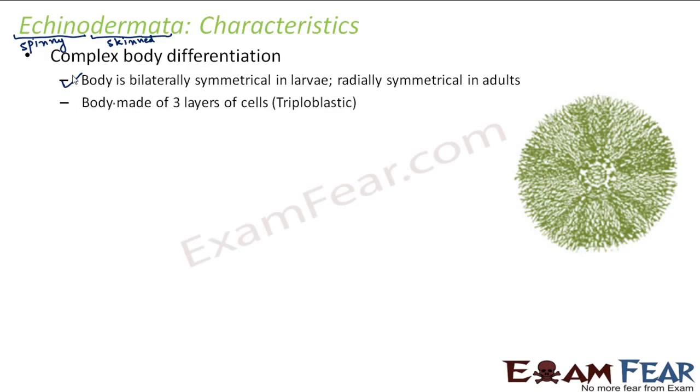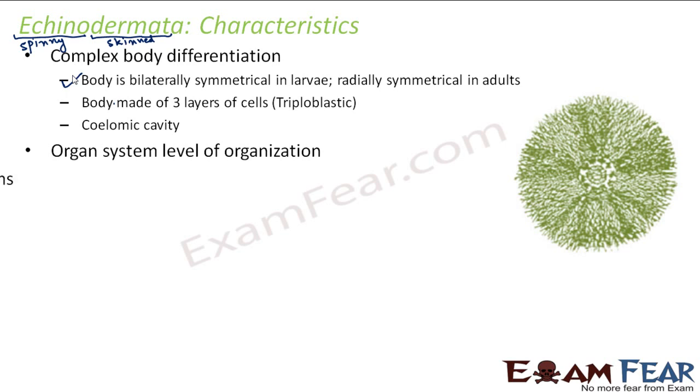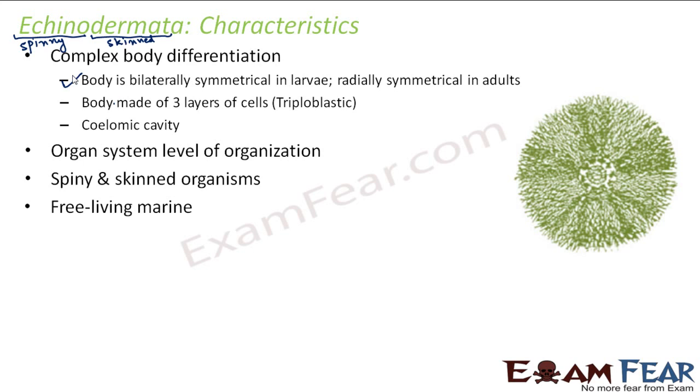They are triploblastic, they have ectoderm, endoderm and mesoderm. They have a coelomic cavity, therefore they are coelomates. Organ system level of organization with distinct organ systems, spiny skinned organisms. Over 6,000 species of Echinodermata exist. They are free-living marine, seen only in marine habitats, nowhere else.